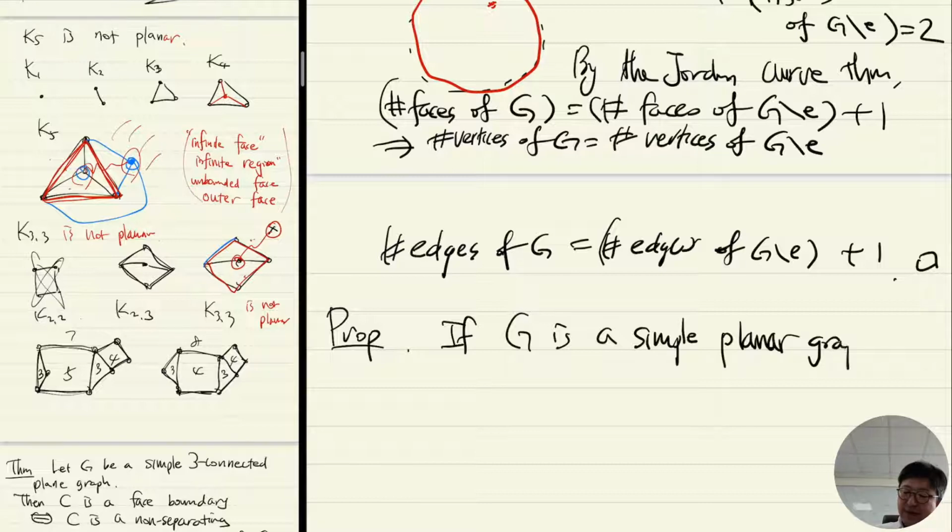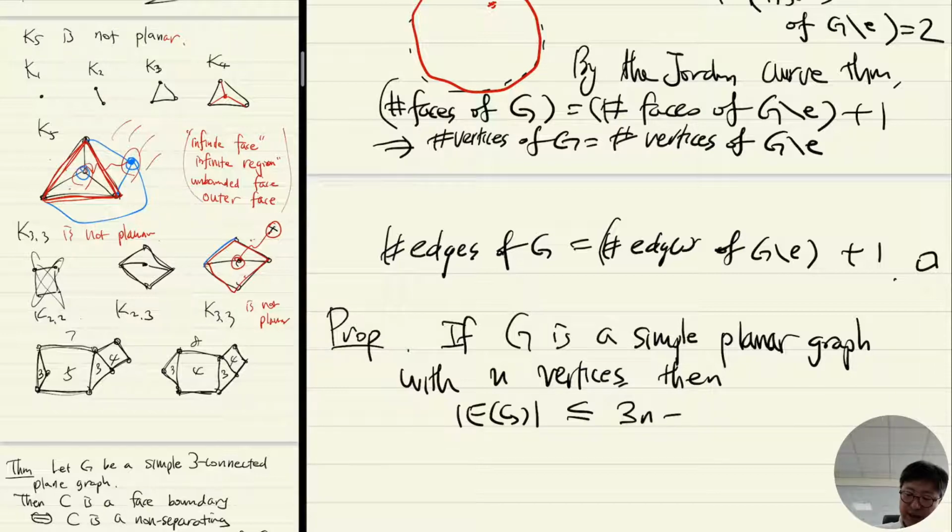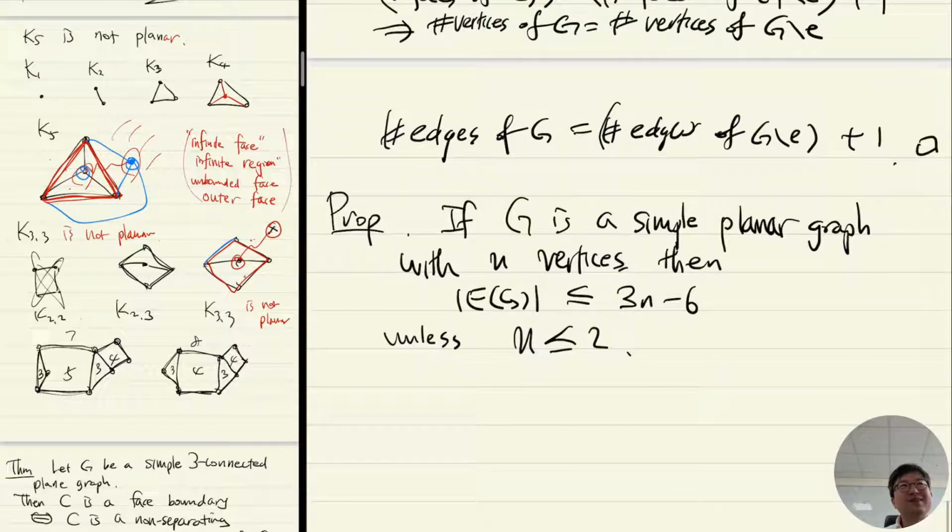Simple planar graph with n vertices, then number of edges is at most 3n minus 6. Unless, okay, if I stop here, then that's a wrong statement, because when n is 1 or 2, that's a counterexample. Because when n is 1, 3n minus 6 is minus 3. When n is 2, right-hand side is 0, so there's no way that this is true. But other than that, this statement is true.